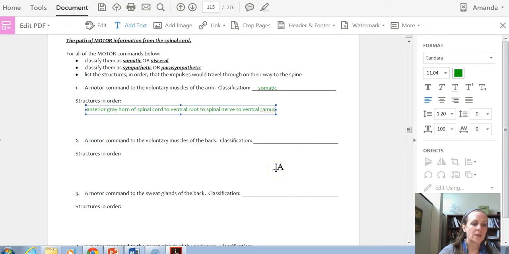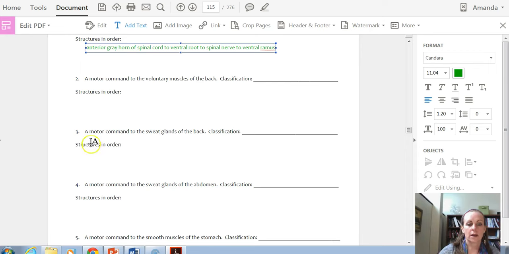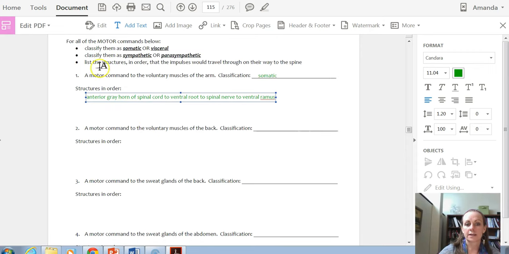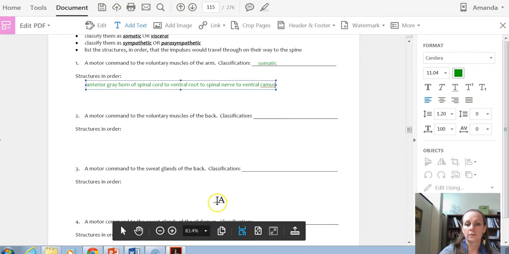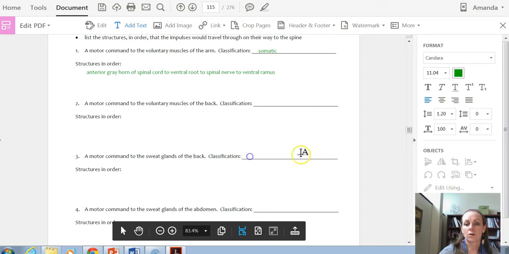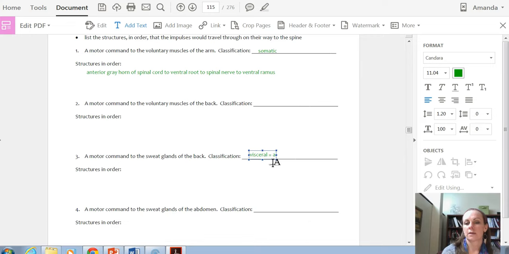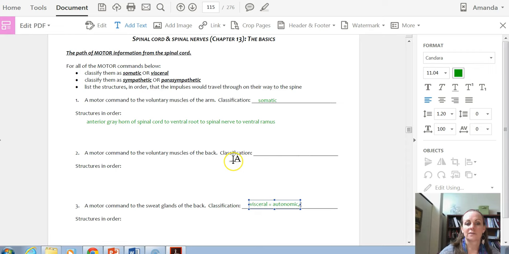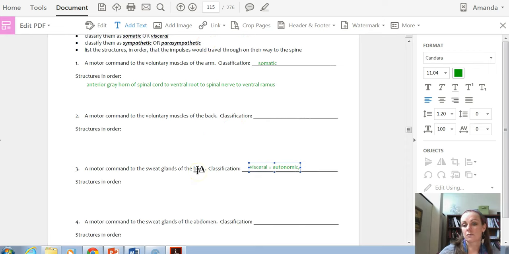Okay. One thing I want to point out, number 3, if we're trying to classify it as somatic or visceral, okay, it's definitely going to be visceral. Remember, visceral is the same thing as autonomic. Okay. And then it asks you to classify it as sympathetic or parasympathetic. Well, remember I said that we are only talking about sympathetic right now. Okay? So that's what you would put for the classification there.